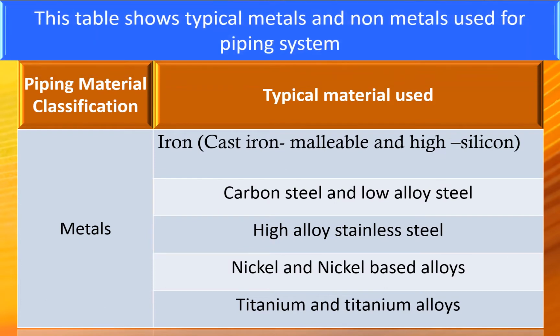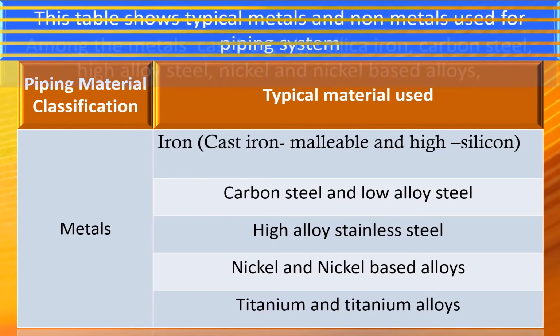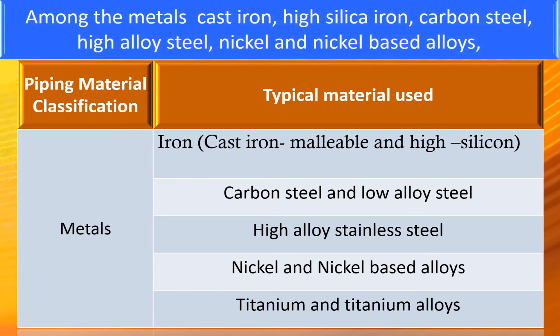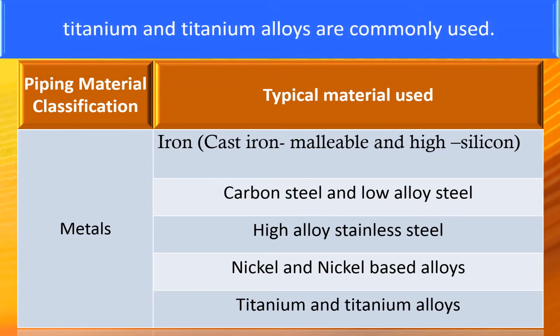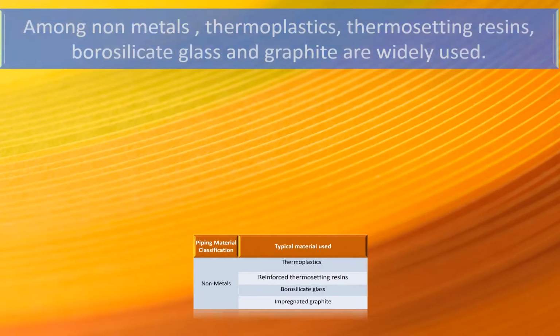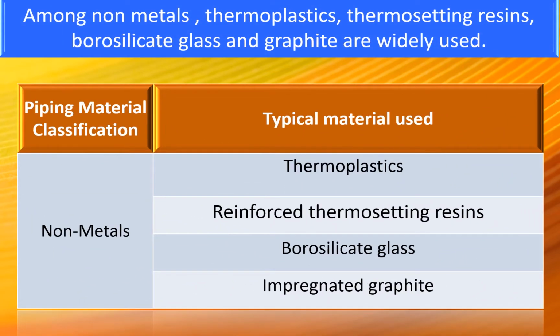This table shows typical metals and non-metals used for piping system. Among the metals, cast iron, high silica iron, carbon steel, high alloy steel, nickel and nickel-based alloys, titanium and titanium alloys are commonly used. Among non-metals, thermoplastics, thermosetting resins, borosilicate glass and graphite are widely used.